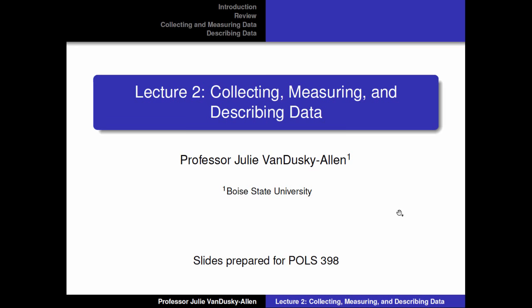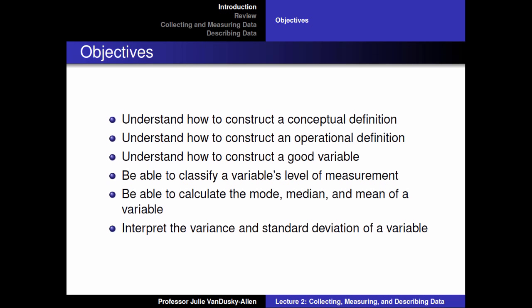This is Lecture 2, Collecting, Measuring, and Describing Data. By the end of this lecture, you should understand how to construct a conceptual definition, understand how to construct an operational definition, understand how to construct a good variable, be able to classify a variable's level of measurement, be able to calculate the mode, median, and mean of a variable, and interpret the variance and standard deviation of a variable.